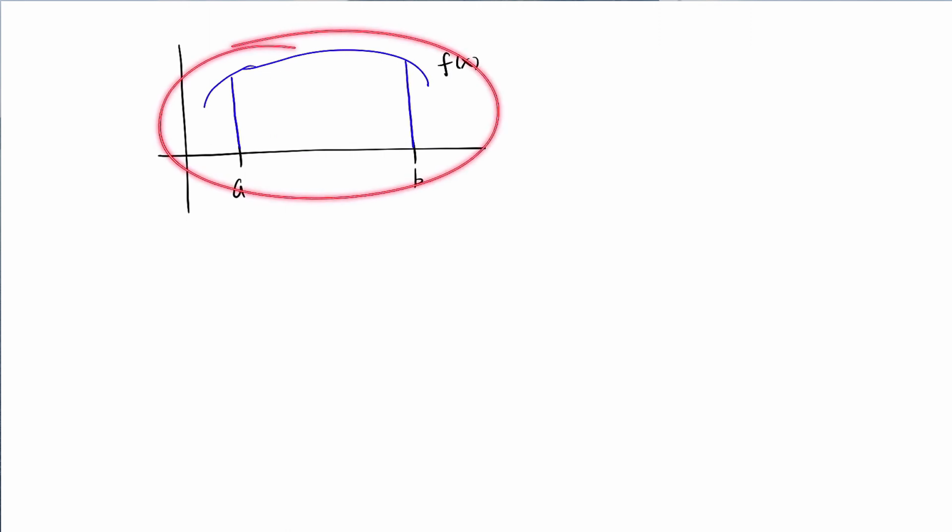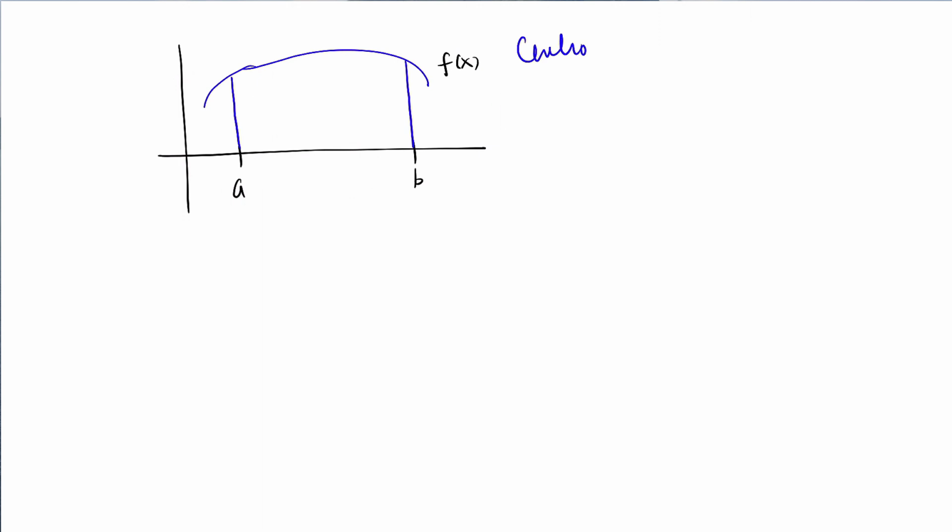Now this is the graph of my function f of x, and this is my x-axis, y-axis, and this is a, and this is b. Then we want to find the center of mass of this region, the region under the curve of f of x from a to b. We want to know the center of mass. I'm going to say here, centroid.